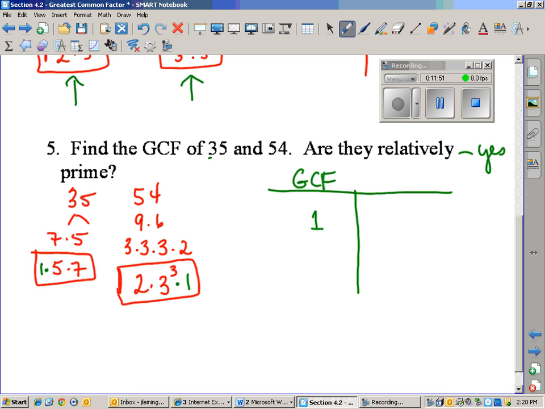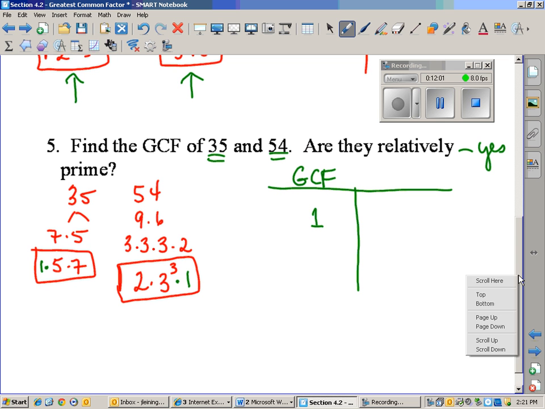Look at 35 and 54. Neither one of these is a prime number. They're composite. But when you look at them together, they are relatively prime because they have nothing in common except the whole number 1.